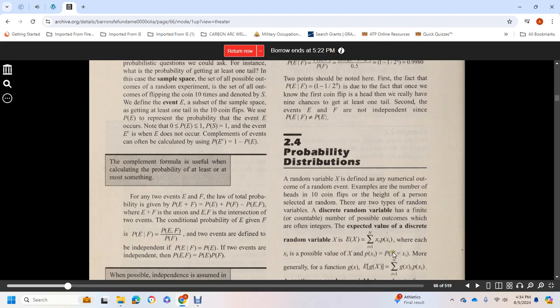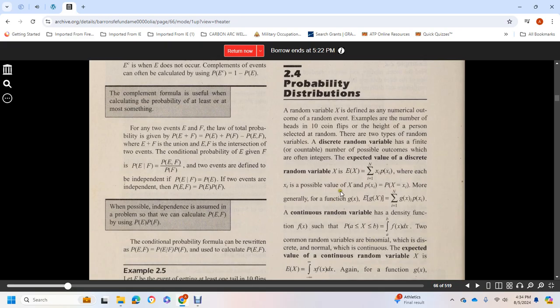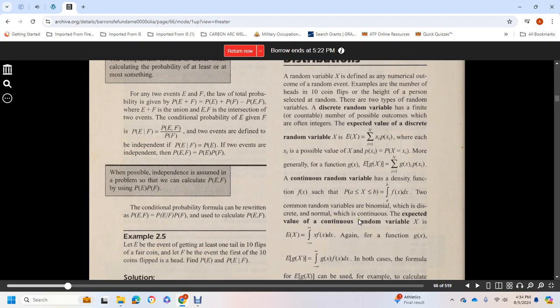P(x_i) is the probability that X equals x_i. For a more general function g(X), E(g(X)) is equal to the sum over i of g(x_i) times P(x_i). A continuous random variable has a density function f(x) such that the probability that a is less than or equal to X less than or equal to b is the integral of f(x) dx. Two common random variables are binomial, which is discrete, and normal, which is continuous.